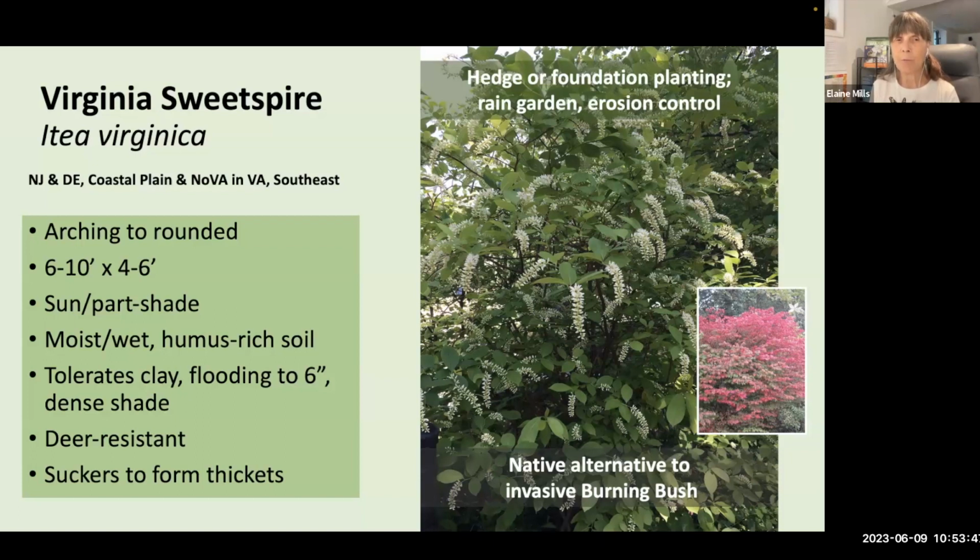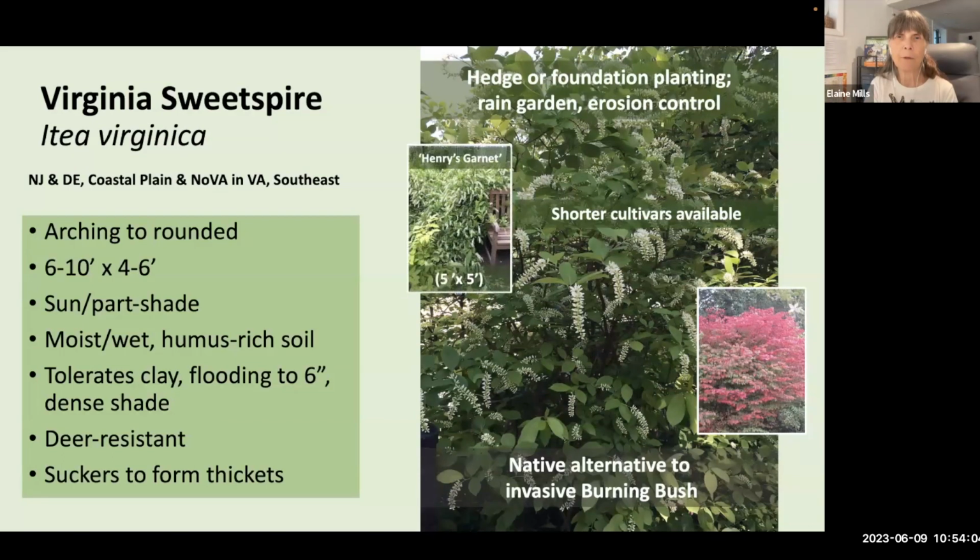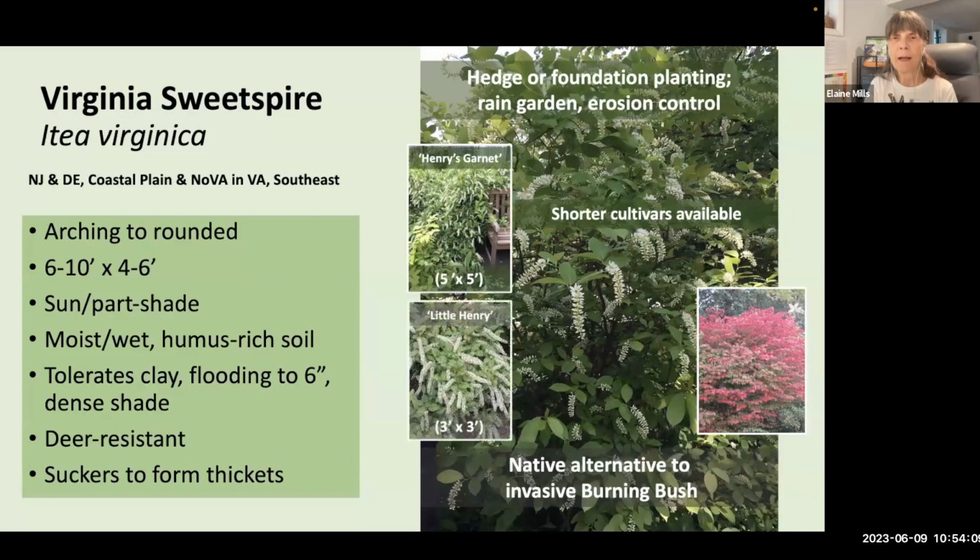And because it prefers moist to wet soil and even tolerates flooding, it can be used very efficiently in a rain garden or for erosion control. There are a number of shorter cultivars available. Among them, the most popular are Henry's Garnet, 5 feet high and wide, and Little Henry, about 3 feet high and wide. There are many others, and the flowers and the foliage of these are the same as the straight species. It's only the height that has been modified.